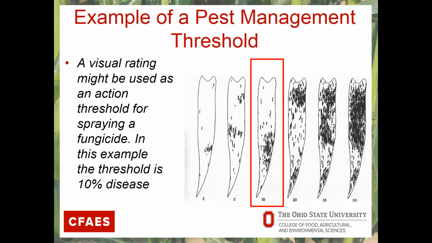So here we have an example of a pest management threshold. This is an example of using a visual rating based on the amount of disease observed per leaf. In this example, the 10% threshold is what we see here in the red box. As stated before, fungicides have either no or limited curative capability, so action thresholds for a disease may be very low.